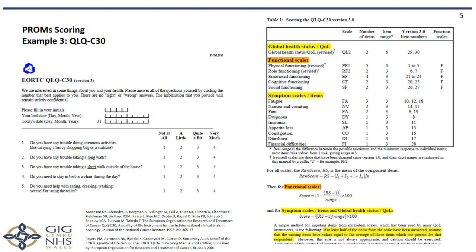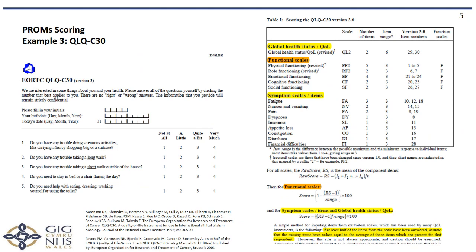So the last example I have is the EORTC, or the European Organization for Research and Treatment of Cancer, QLQ-C30. And this is a cancer PROM with 30 questions. And I think 5 of them are there on the slide on the left. So this one is very different to the previous 2 examples, where the previous 2 examples used all of the answers to the questions to create one overall score at the end.